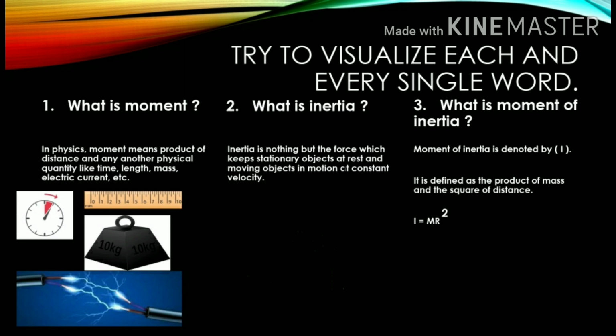What is moment of inertia? Moment of inertia is denoted by capital I. It is defined as the product of mass and the square of distance. The formula of moment of inertia is I equals m r squared.